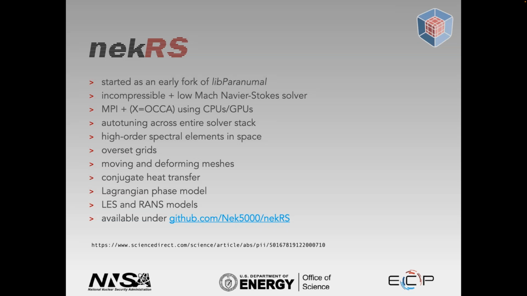So we thought, why reinvent the wheel? Let's start with libParanumal, strip out the parts we need, and go from there. Now, obviously, this is quite a radical change because we had our previous generation code called Nek5000, which was in Fortran, and now it's a code in C++. But we try to keep the user experience as smooth as possible, and it still solves the incompressible or low Mach number Navier-Stokes equation.